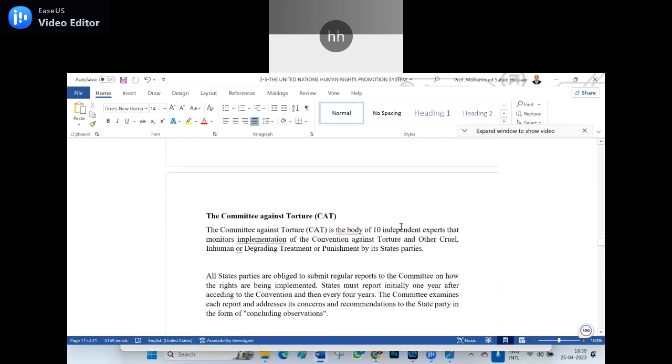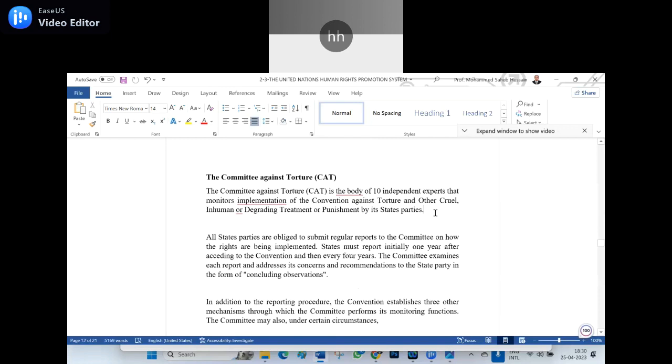So the Committee Against Torture, CAT. The Committee Against Torture, within parentheses CAT, is a body of 10 independent experts. Now the independent experts are reduced in the CAT. First we saw 18, next we saw CEDAW with 23, and now we see a 10-member expert committee that monitors the implementation of the Convention Against Torture and Other Cruel, Inhuman or Degrading Treatment or Punishment by the states parties. What will the state parties do?